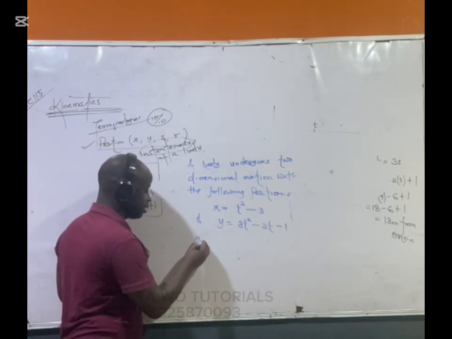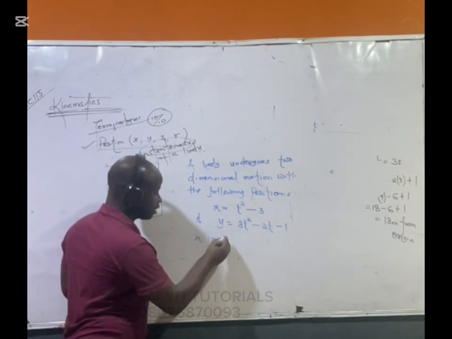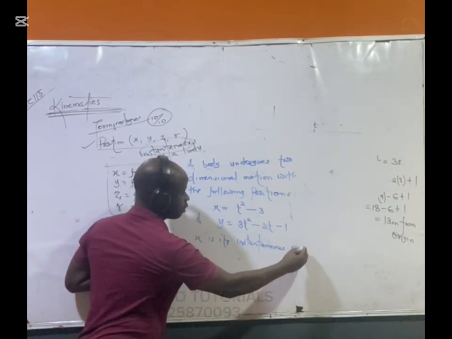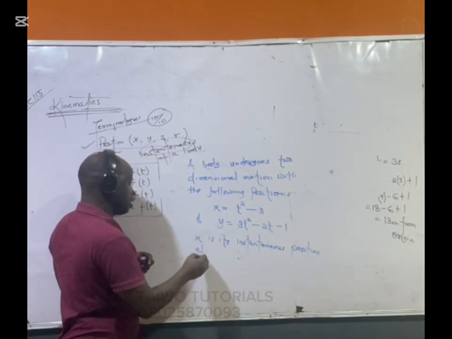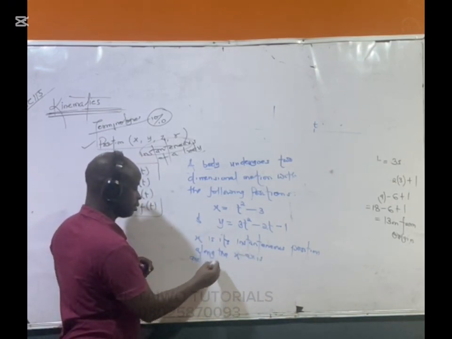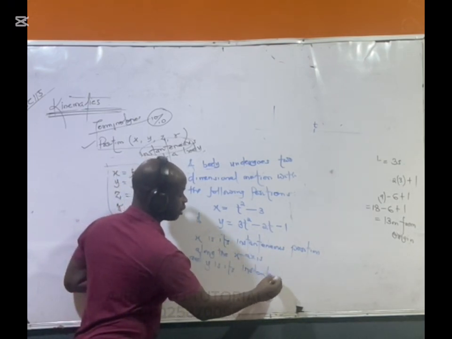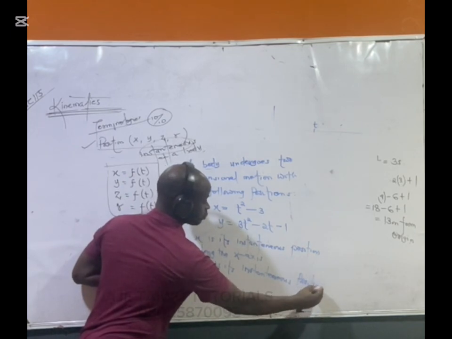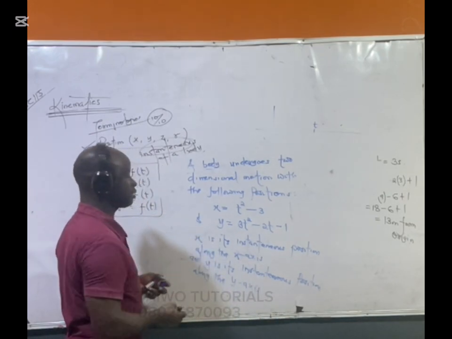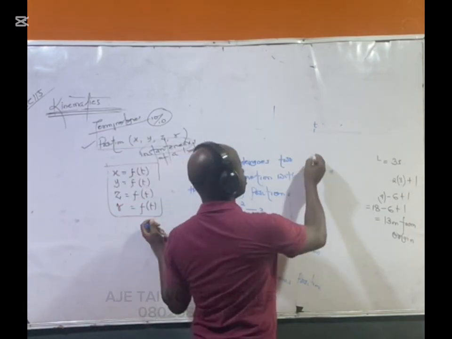Where x is instantaneous position along the x-axis, and y is instantaneous position along the y-axis. Full stop.